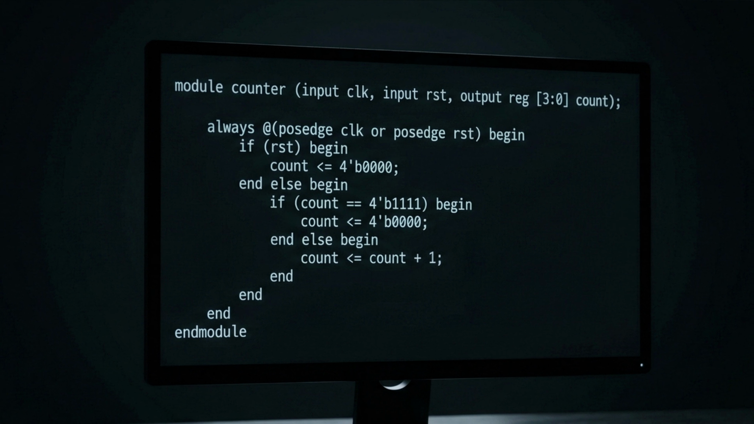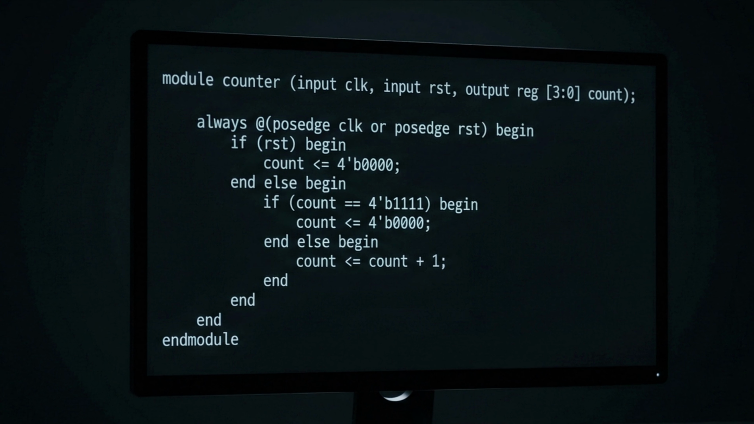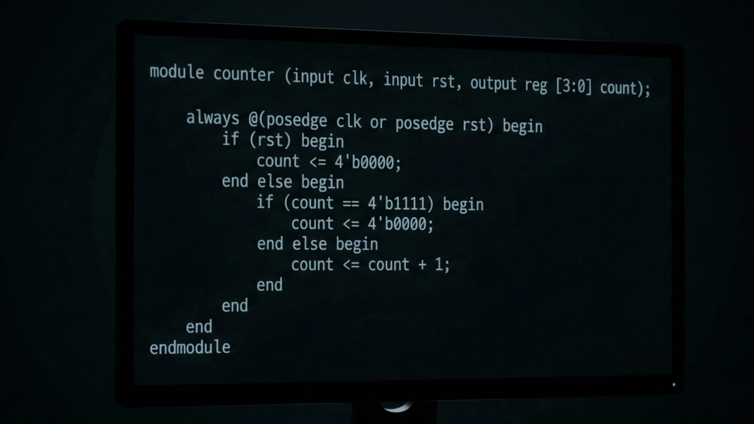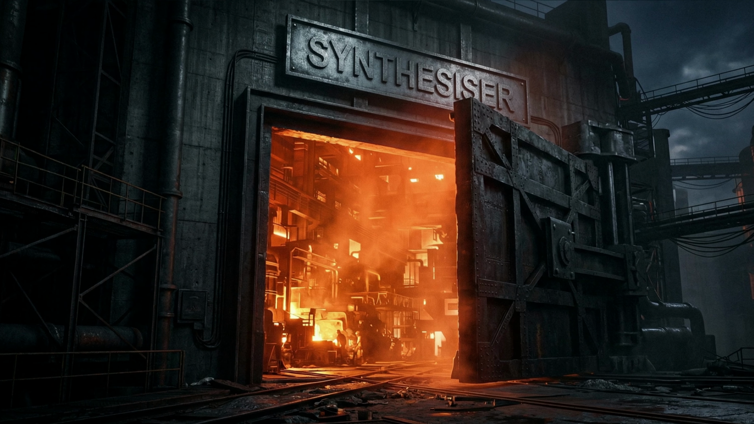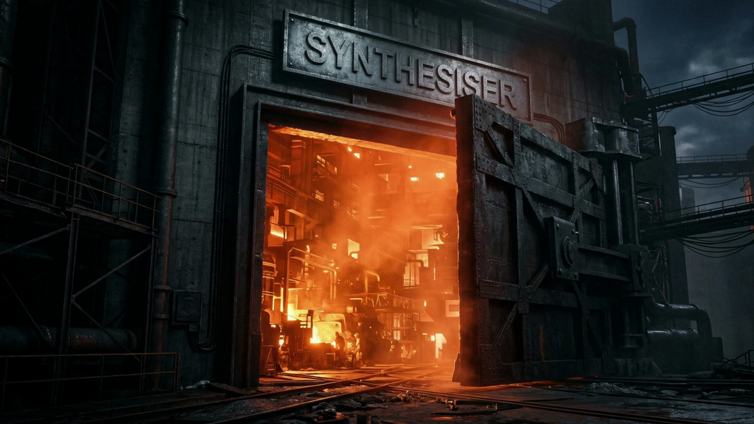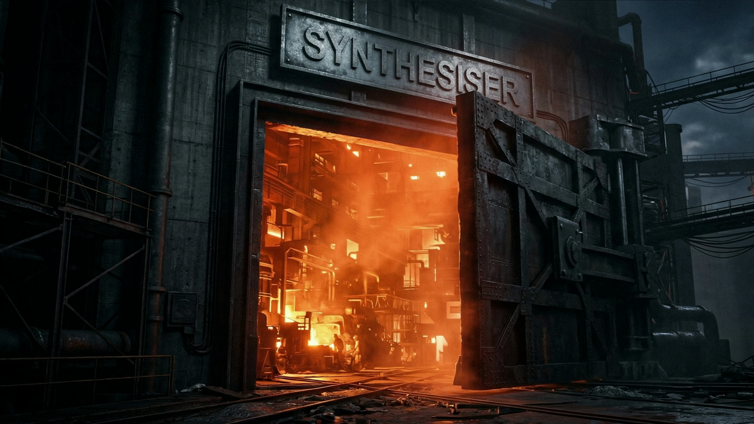But silicon does not understand intention. Silicon understands only physics. Voltage, current, and gate transitions. You have not yet converted your RTL code into physical reality and brought it to that form. This is where the synthesis process enters the picture.